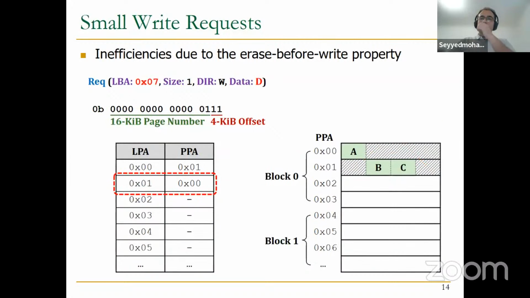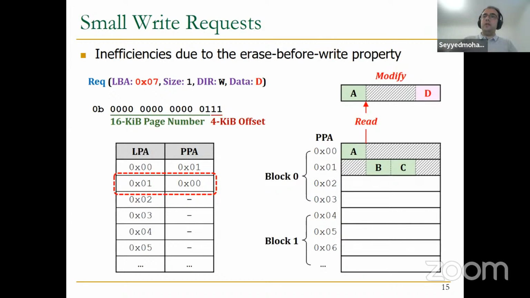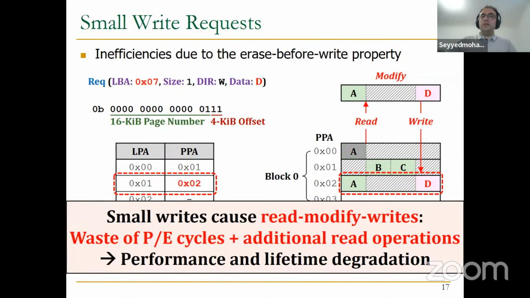So how can we handle that? Basically, we need to first read that A into our internal DRAM in the SSD, and then modify that page with our new data, which is we write D in that position. Then we need to write the modified page to another physical page address, and also we need to update the mapping table, right?